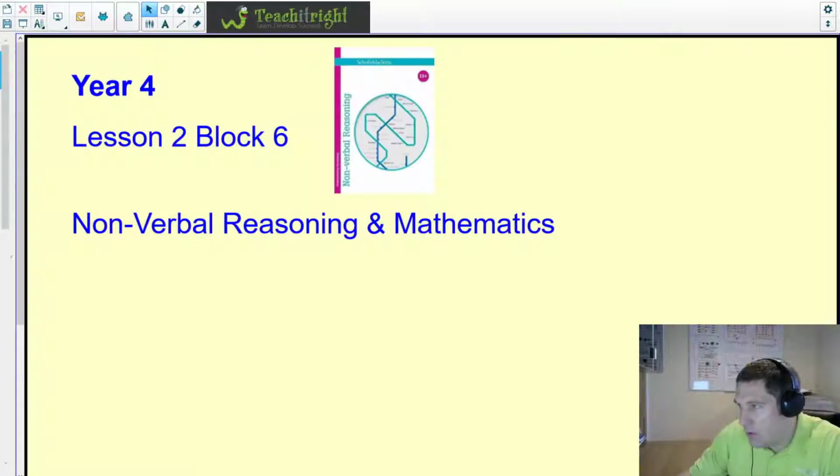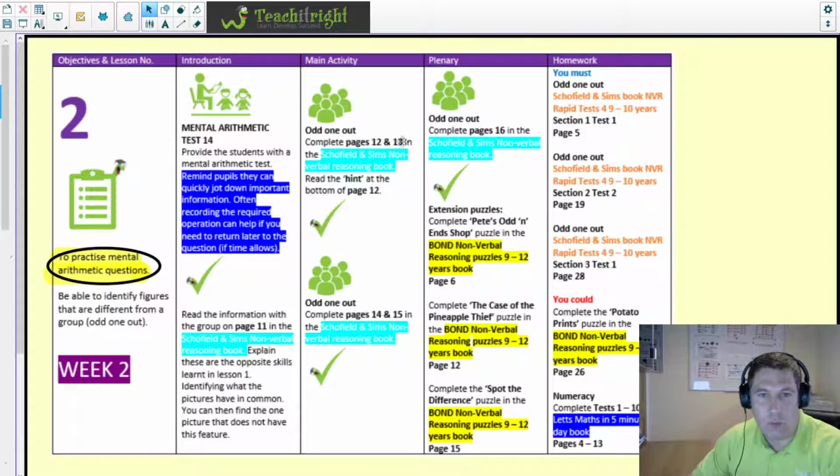Okay, let's go to the slides, make sure we know what we're covering off. Just a reminder, you should be in Year 4, this is Lesson 2, Block 6, and we're going to be looking at some non-verbal reasoning and also some mathematics. Here's the lesson plan, just in case you want to know exactly what the content is for this lesson. To practice mental arithmetic questions, that's the first thing we're going to be doing, and then be able to identify figures that are different from a group. We call those type of questions odd one out, and we're looking forward to doing that with you.